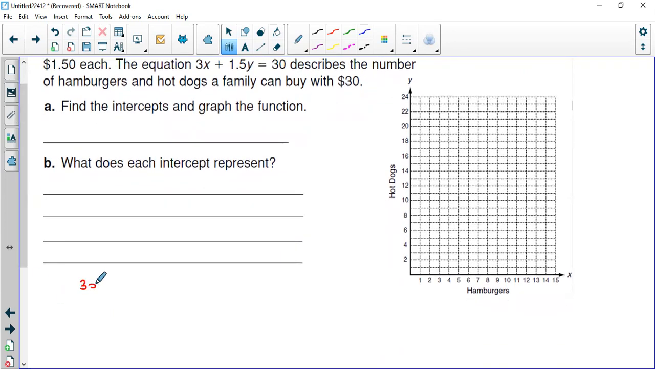3x plus 1.5y equals 30. Now, is this in the standard linear equation form, Ax plus By equals C? Yes, it is in the standard form, right? Now, because it is in the standard form, we can find the x and the y-intercept.